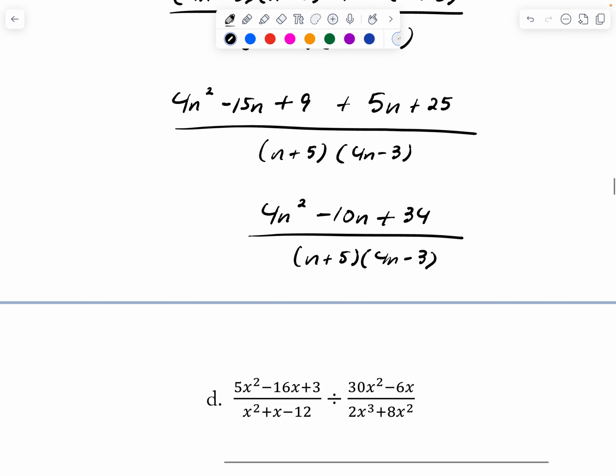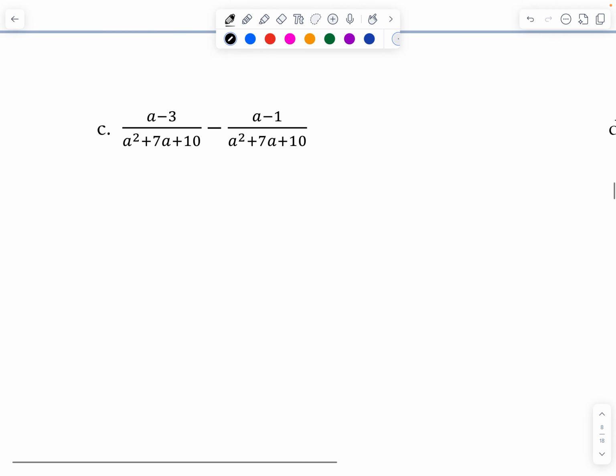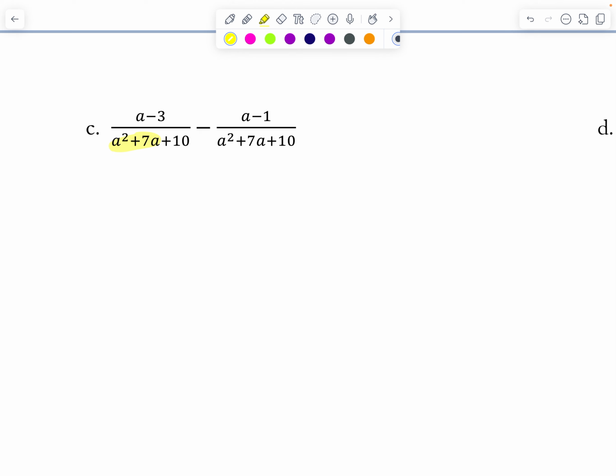All right, let's do 3 more. Again, another subtraction, but if you look, I don't need to do any factoring because these denominators are actually the same. So this makes it much simpler when they already have a common denominator. Just going to subtract like terms.